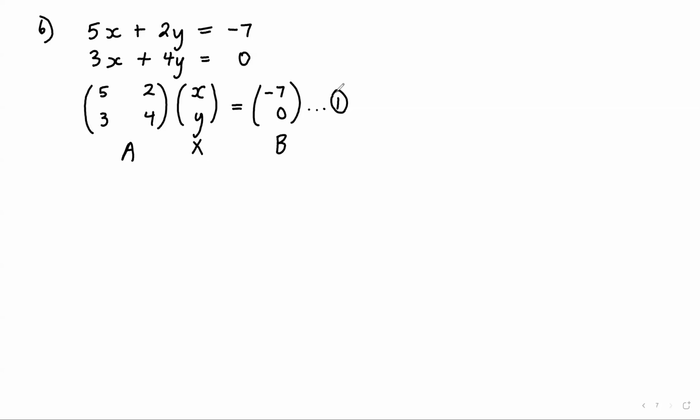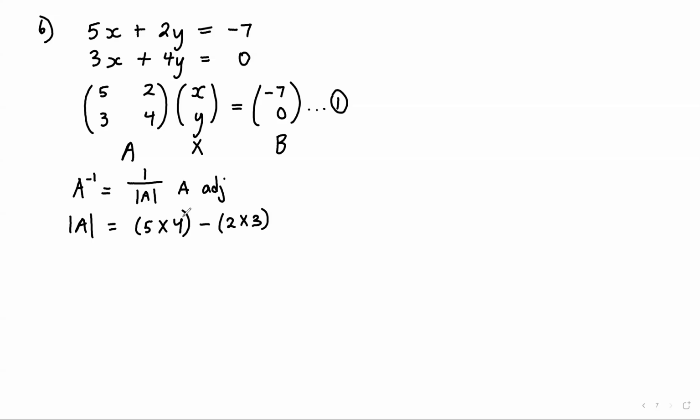The second thing that we need to do is to find the inverse of A. So if we recall, A inverse is equal to 1 over the determinant of A times the adjoint. So the determinant of A would be 5 times 4, the product of the leading diagonal, minus the product of the other diagonal. So this is 5 times 4, which is 20, and 2 times 3 is 6, so 20 minus 6 is 14.